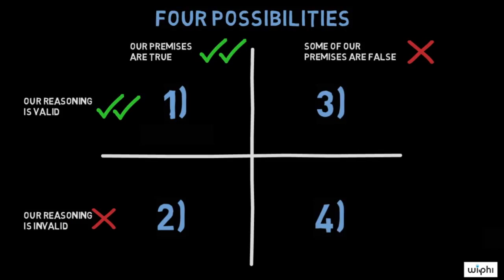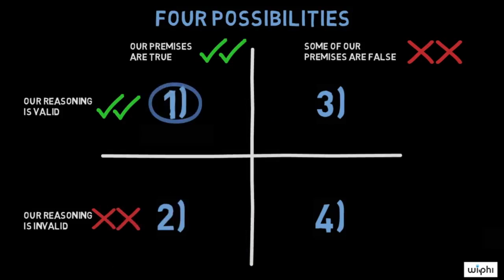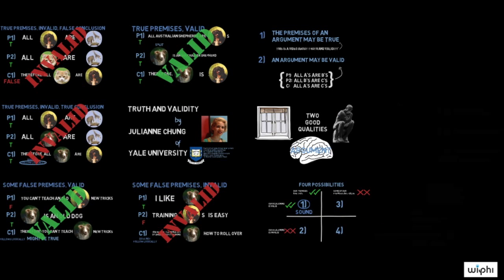And finally, possibility 4. We may have our facts wrong, some of our premises are false, and we may use them improperly. Our reasoning is invalid. When we are evaluating an argument, we should only accept its conclusions if the first possibility obtains. Philosophers call such arguments sound arguments.